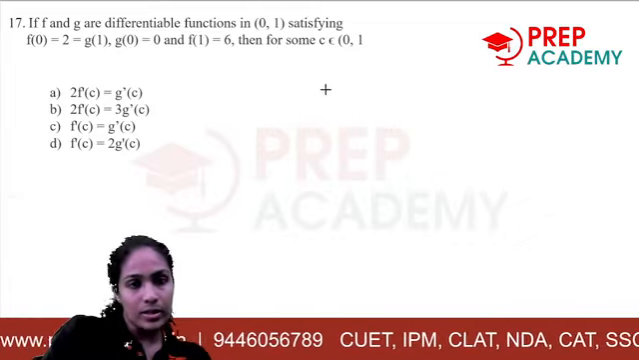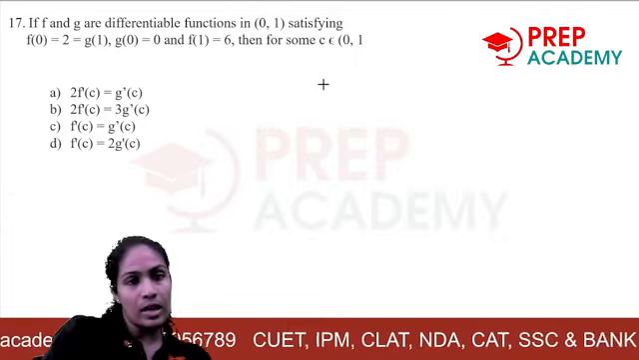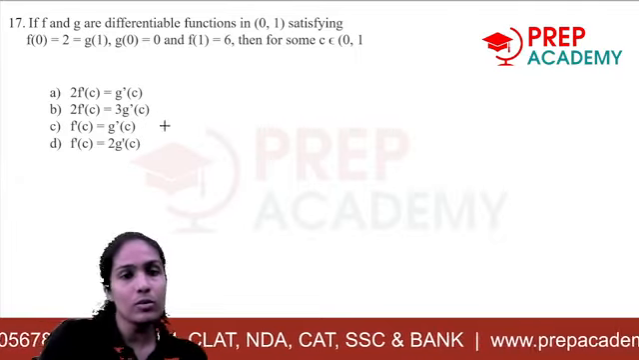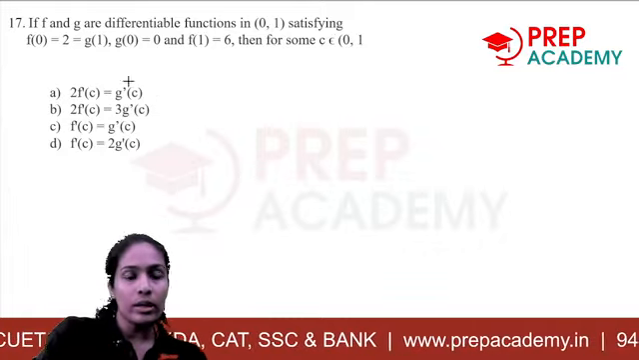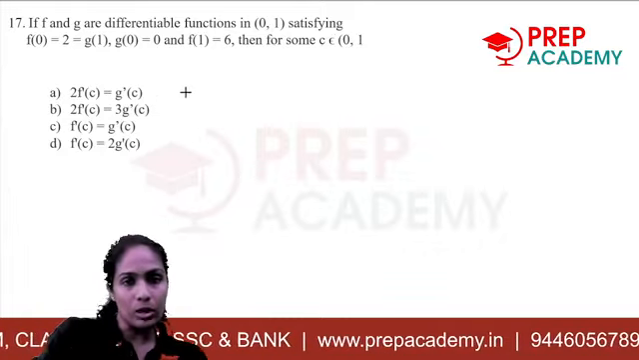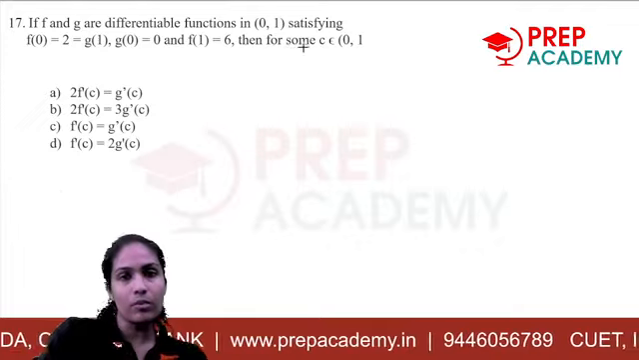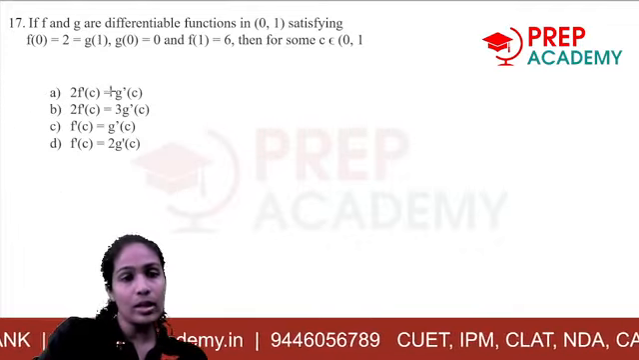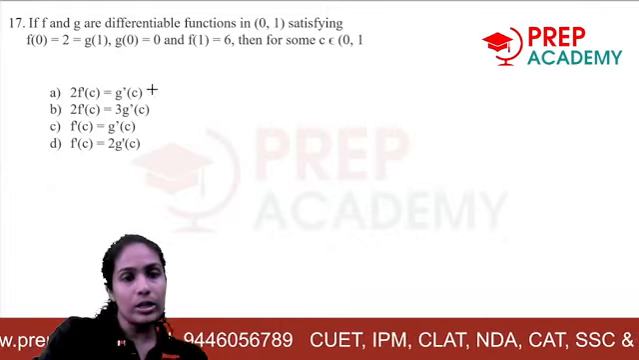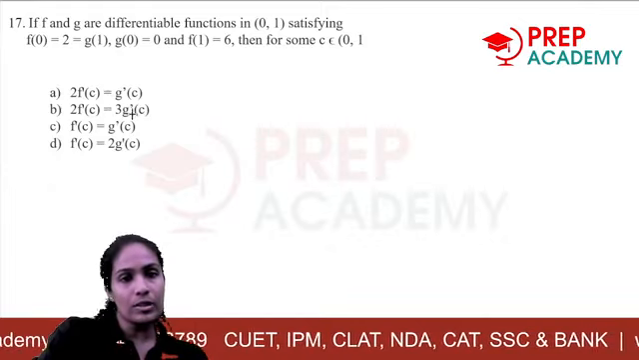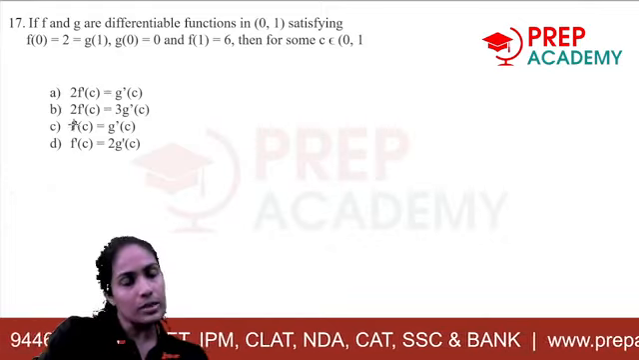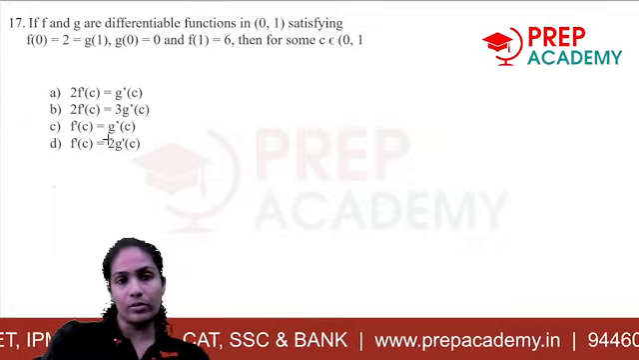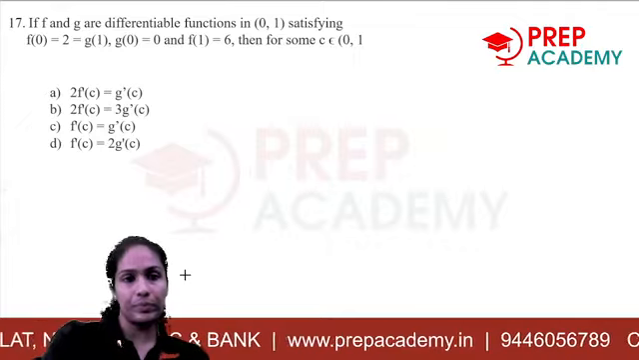So now next question. f and g are differentiable functions in the open interval 0, 1, satisfying f of 0 equal to 2, g of 1 equal to 2, g of 0 equal to 0, and f of 1 equal to 6. Then for some c in the open interval 0, 1: option A, 2 f dash of c is equal to g dash of c; option B, 2 f dash of c is equal to 3 g dash of c; option C, f dash of c is equal to g dash of c; and option D, f dash of c is equal to 2 g dash of c.